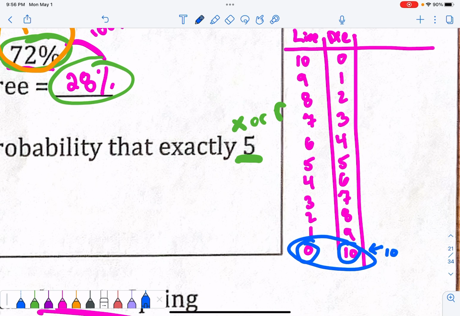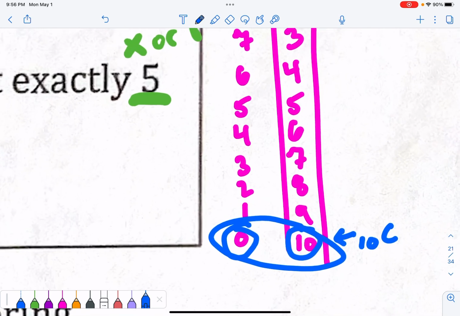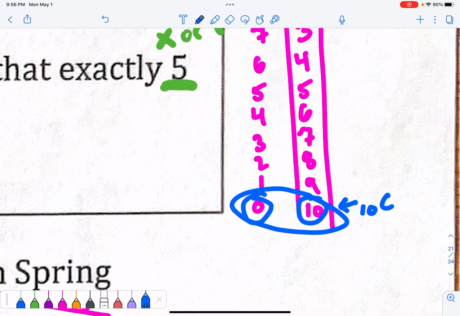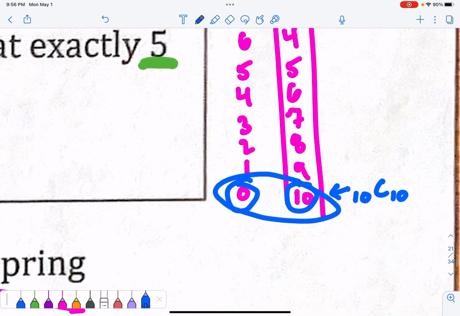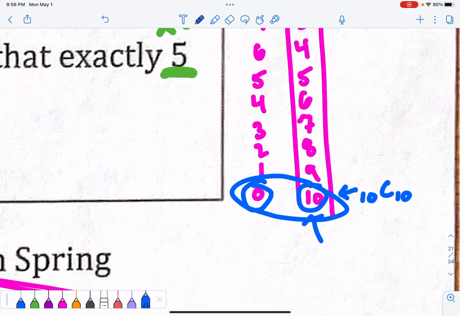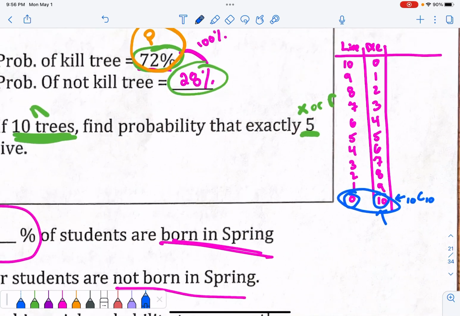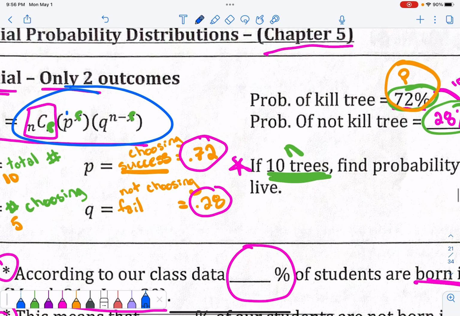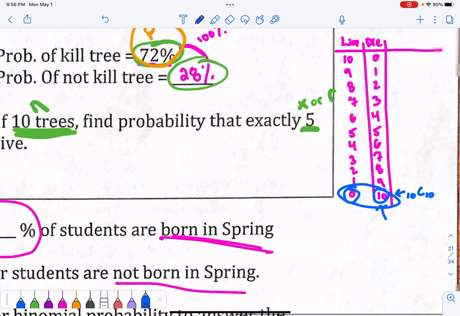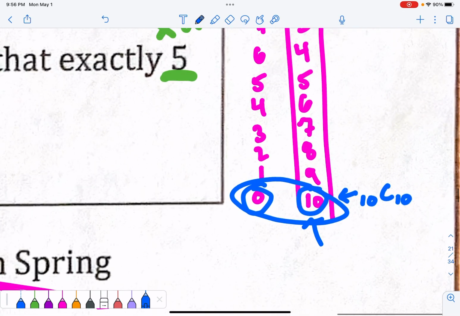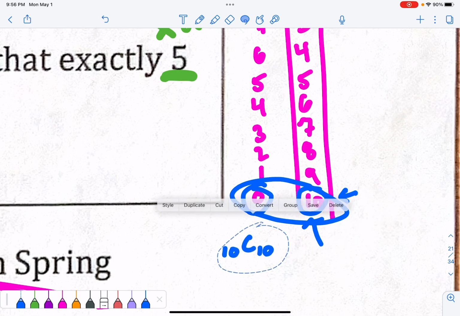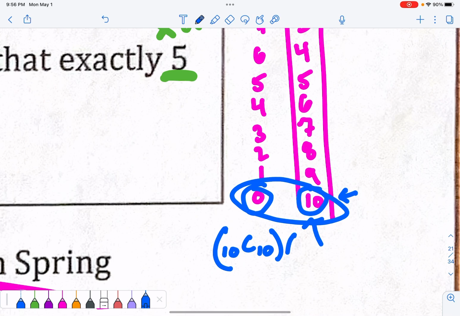So the way that I would calculate this one is I would do 10C, are we going to do live or die? Let's go ahead and go with dying. So 10C10 means all 10 of them are going to die, right? And then I take my percentages, which are my P and Q. So P is here, Q is here, right? I need to move this over, I don't have enough room. So 10C10, that's going to be my first piece, my first chunk, okay?